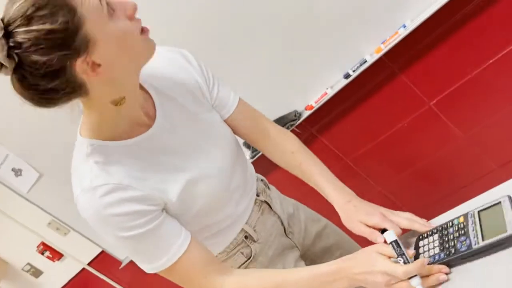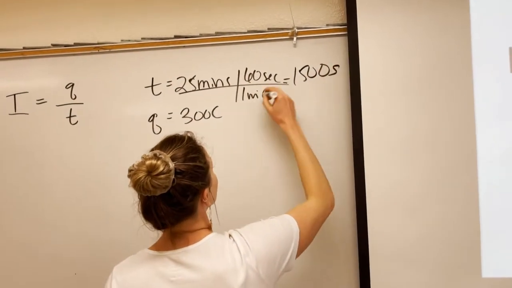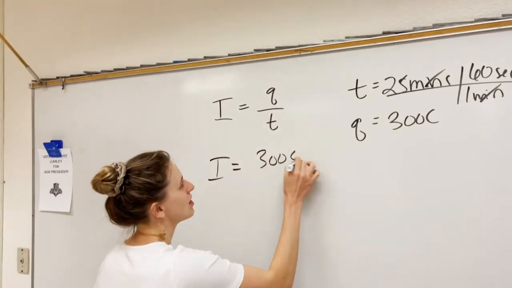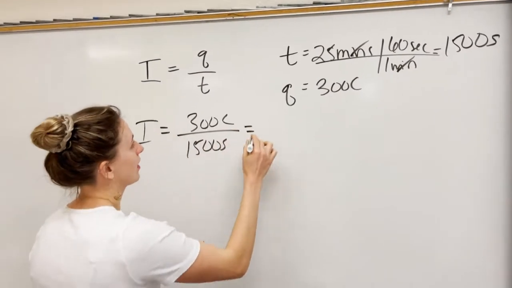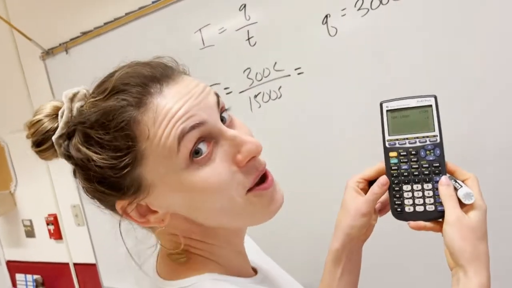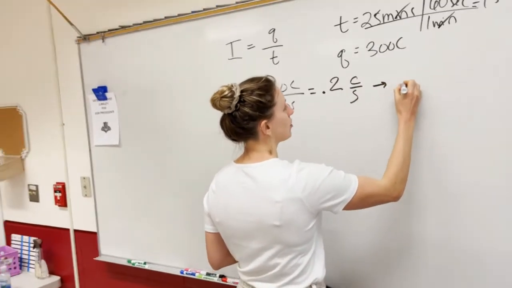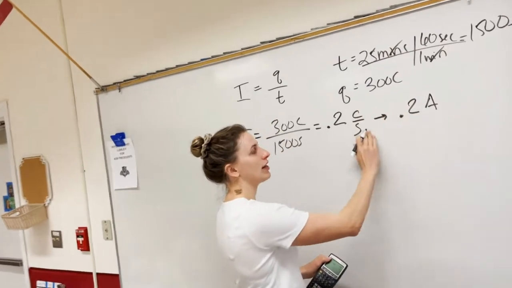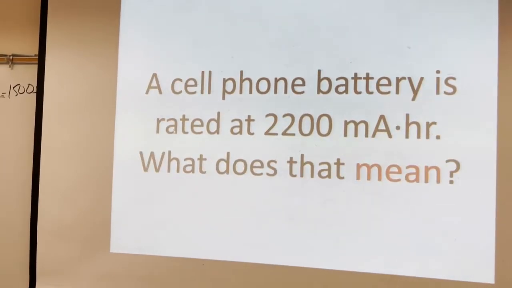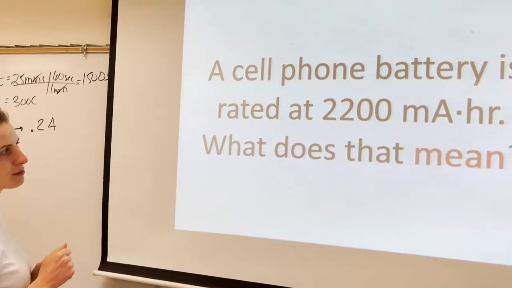60 times 25. Do you know that one? Well, 6 times 2 is 12, that's about 18, 15. 1500 seconds. So the charge is 300 coulombs divided by my time, which is 1500 seconds. 300 divided by 1500 is 0.2. So what are my units here? Coulombs per second is an ampere. So 0.2 amperes. We're going to come back to this unit. Recognize that these are the same thing. So how much current flowed? 0.2 amperes.